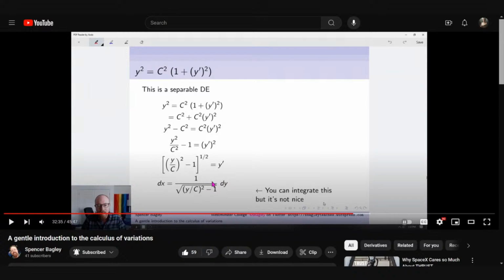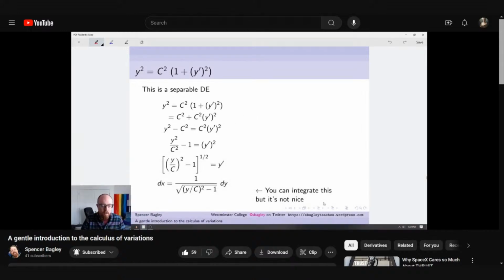So dy and then dx, and then he took this whole thing and he brought it here. So dx is equal to, you can integrate this, but it's not nice. So you have dx and that thing dy. And integrate this. It's not nice, and I encourage you to try. There is a particular substitution that will make it nice, but I'm not going to say what it is for just a second.